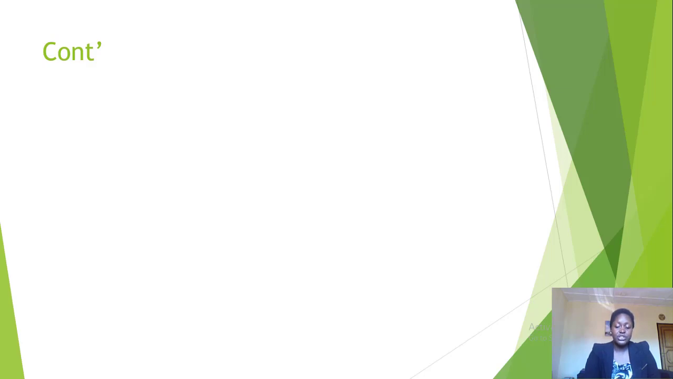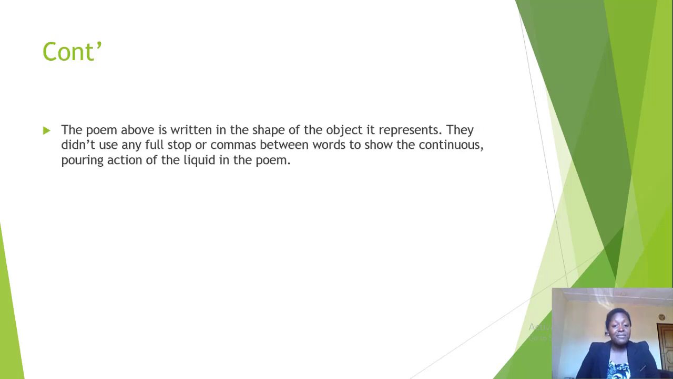The poem above is written in the shape of the object it represents. They didn't use any full stop or comma between words to show the continuous pouring action of the liquid in the poem. Because the liquid is still being poured, and they want to show that continuation, they did not use any punctuation. Remember that full stops and commas are normally used to show a short pause as you're reading your poem.